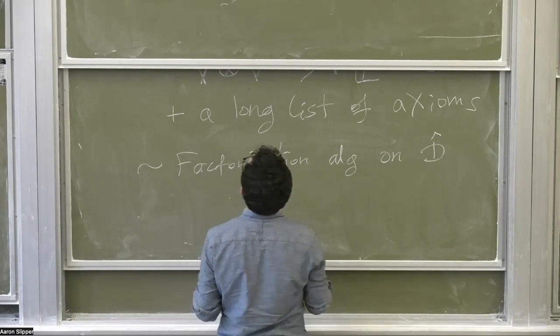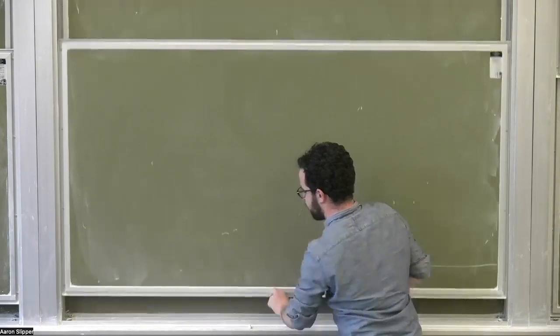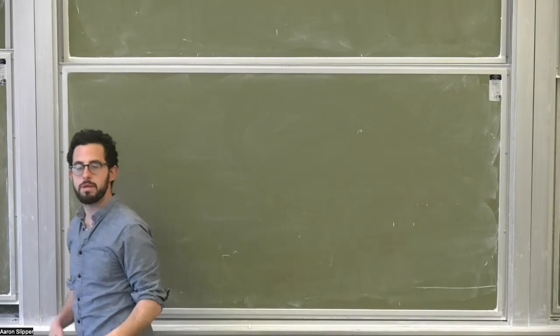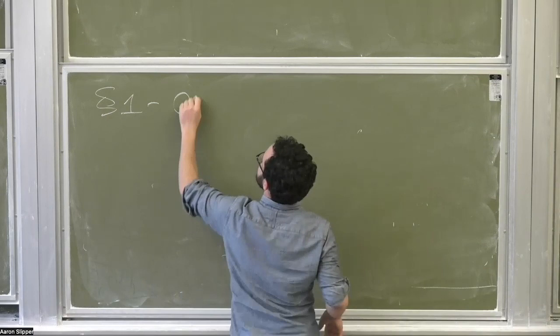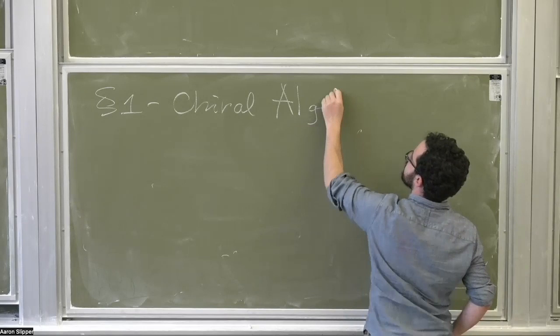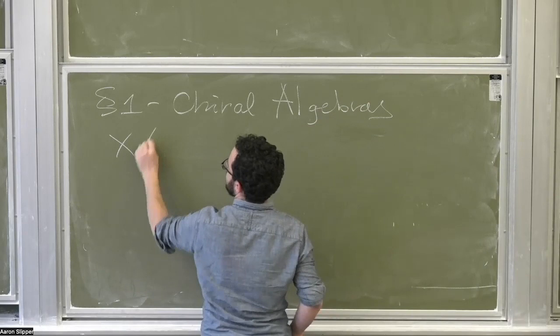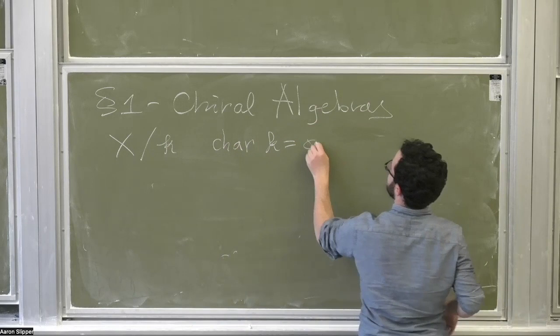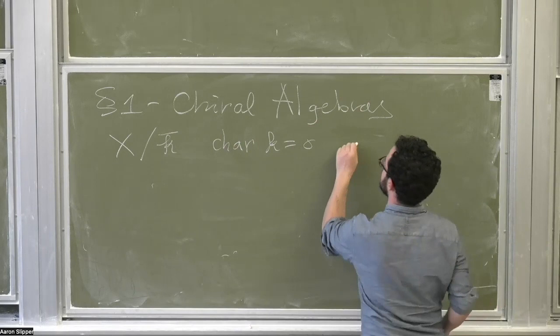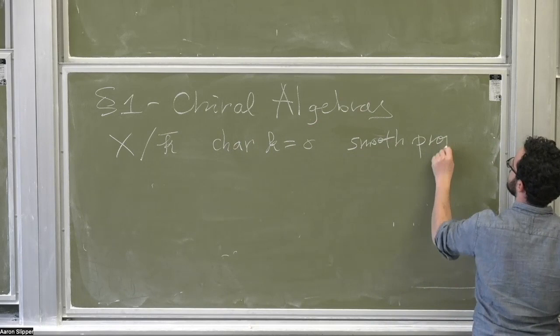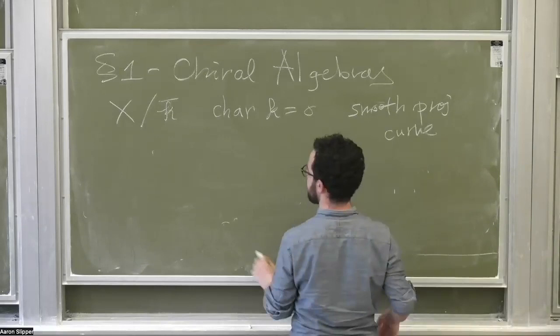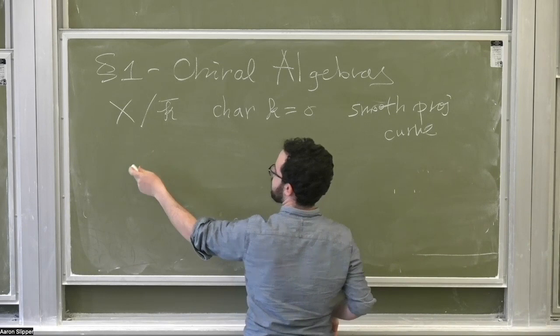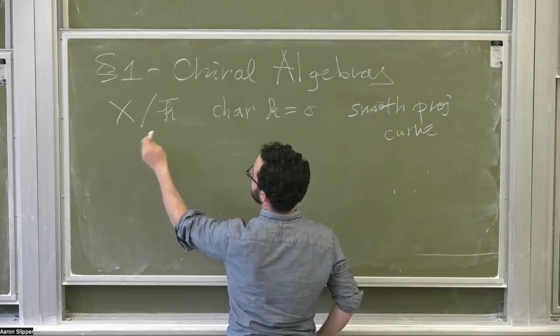Then Beilinson and Drinfeld gave a geometric definition that can also be defined globally on an entire curve. So first, chiral algebras. So X is going to be a smooth projective curve. For the first part of the talk, I will give incomplete definitions, without all the details, and later I will fill in all the details.